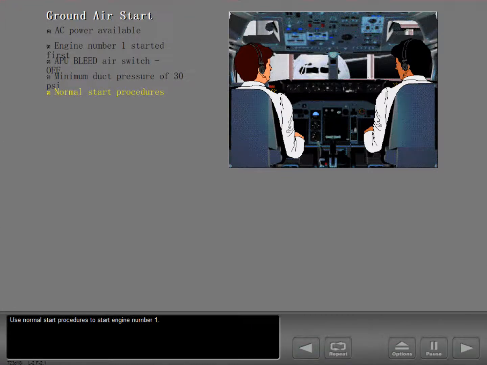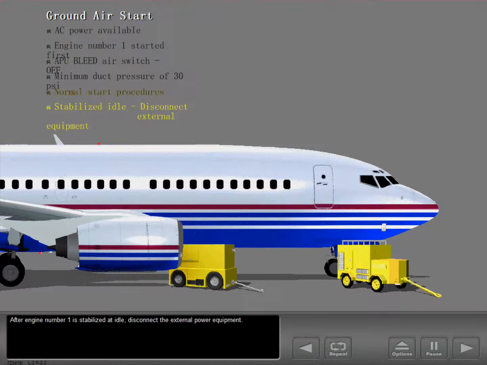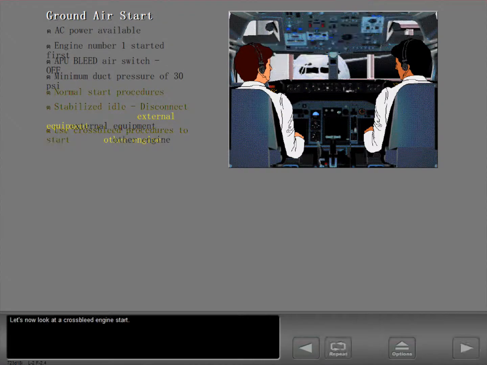Use normal start procedures to start engine number 1. After engine number 1 is stabilized at idle, disconnect the external power equipment. Crossbleed air is used to start engine number 2. Let's now look at a crossbleed engine start.